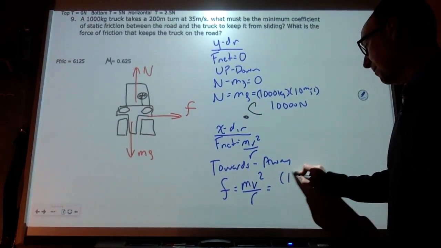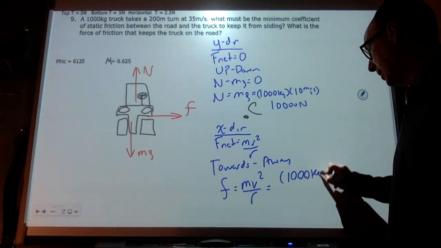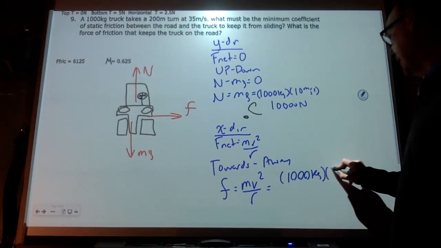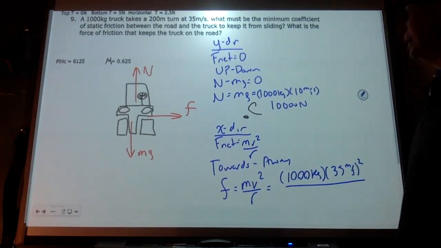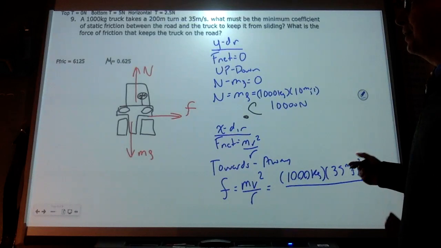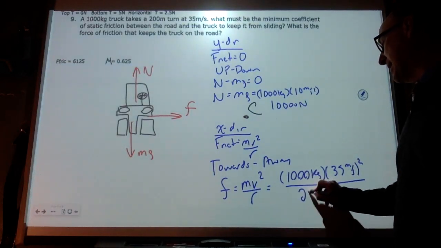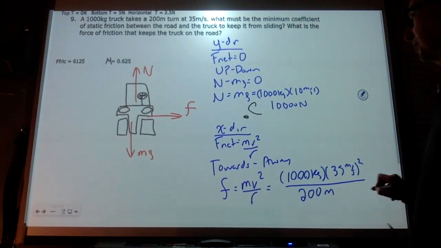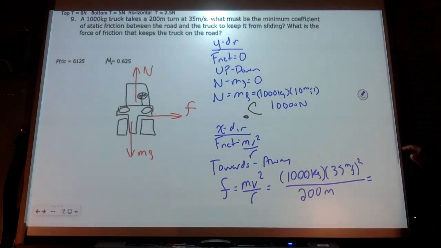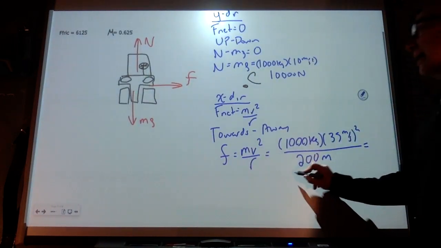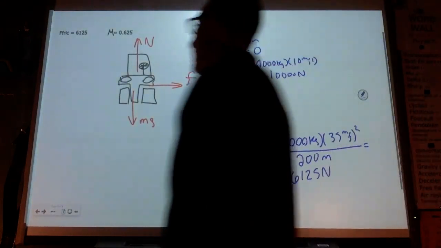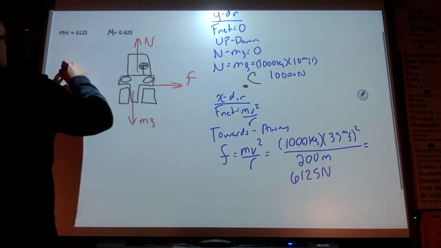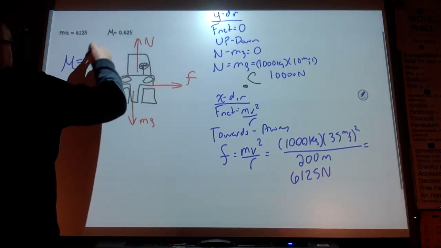The mass of the truck is 1,000 kilograms. The speed that he's maintaining is 35 meters per second, and that's squared. And our radius is 200 meters. So this ends up being 6,125.